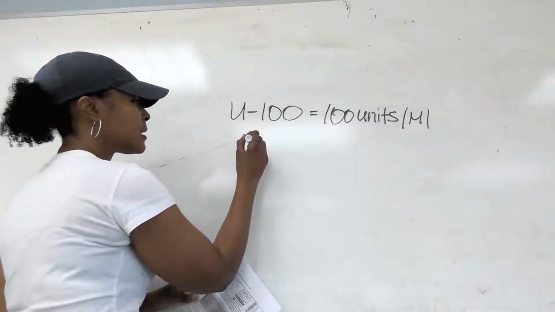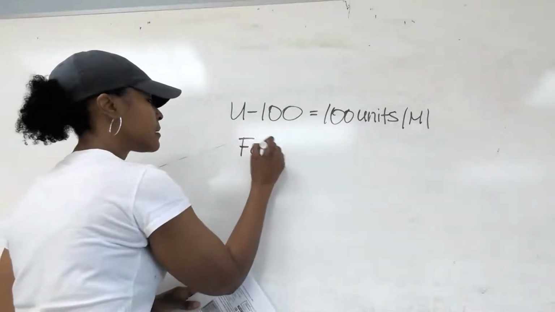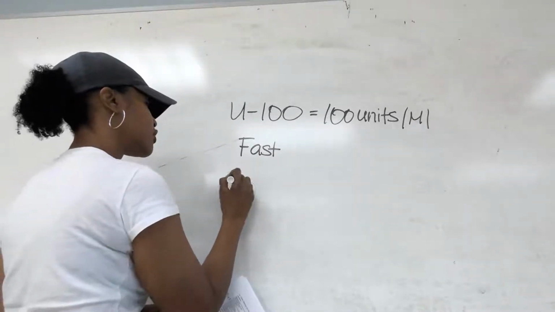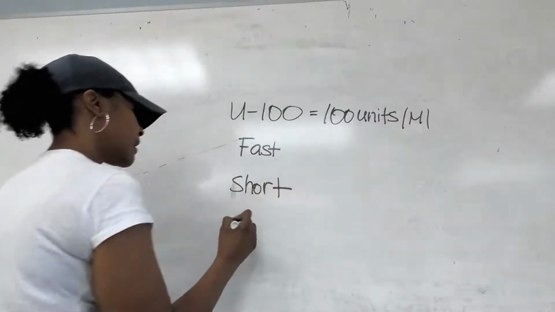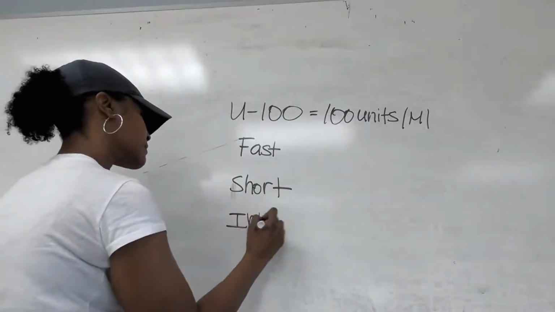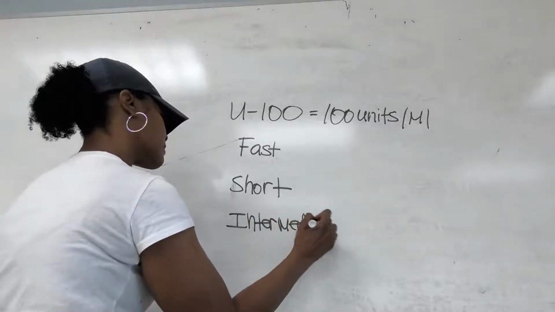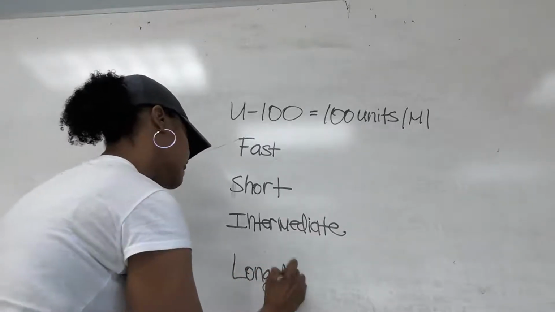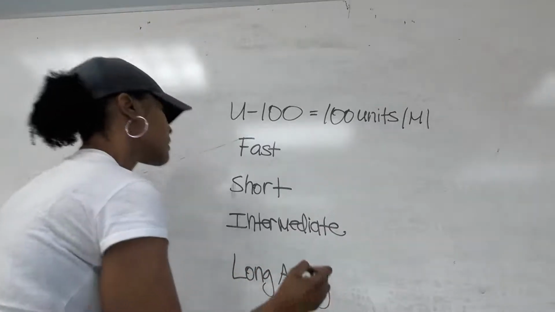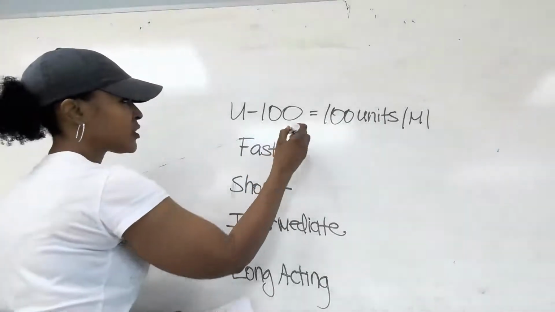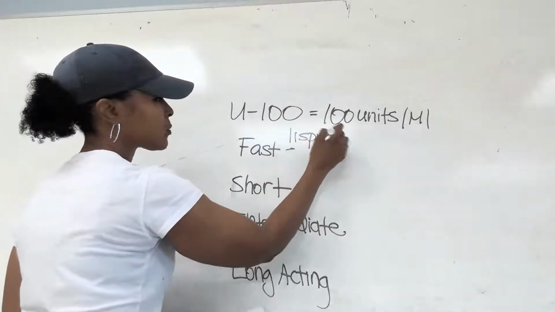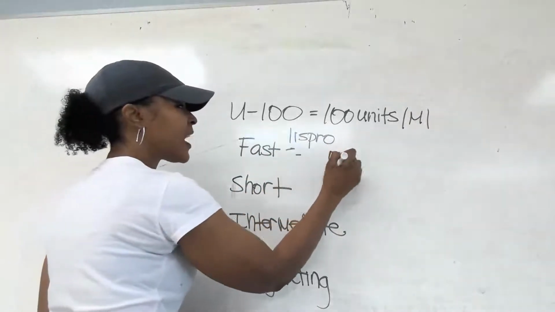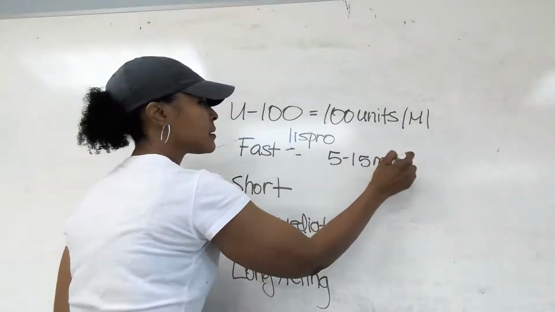So with insulin we have fast acting, short acting, intermediate acting, and the last one, long acting. Fast acting insulin is your Lispro. Lispro is one of the common fast acting insulins. Lispro begins to work in 5 to 15 minutes of administration.